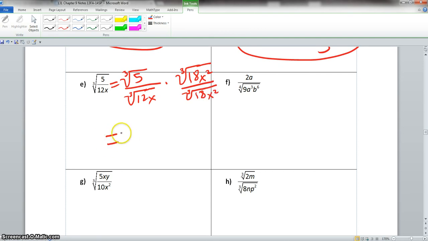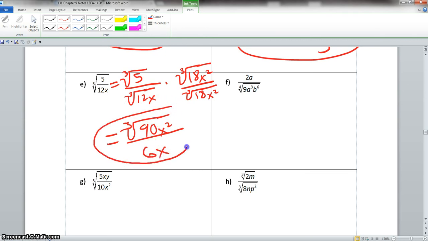And this will give us the cube root of 90x squared all over. This will end up being the cube root of 12x times the cube root of 18x squared will give us 6x. And this will be our final answer.